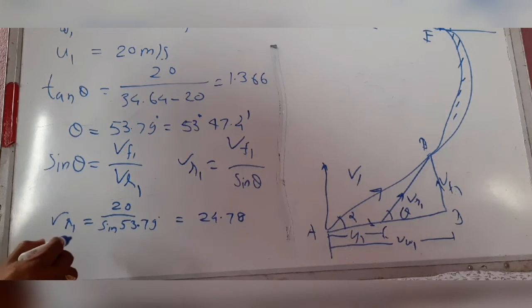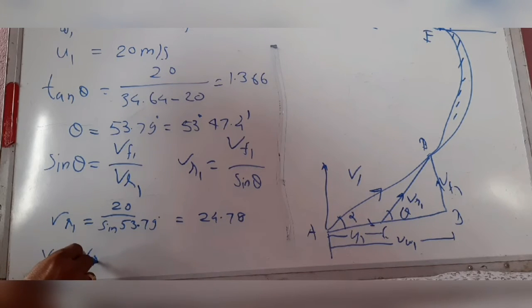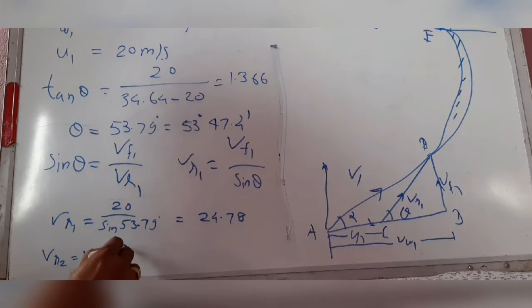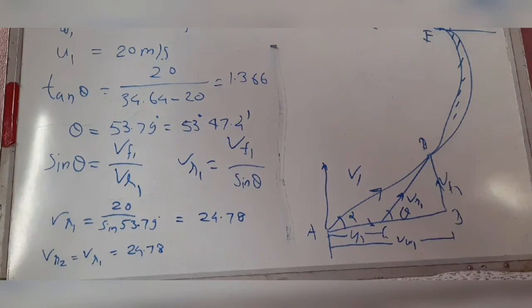So this value of VR1 comes 24.78, and as we know, VR2 is equal to VR1, which is 24.78, as it has been given in the question that the water enters and leaves the vane without shock. So VR2 is equal to VR1.